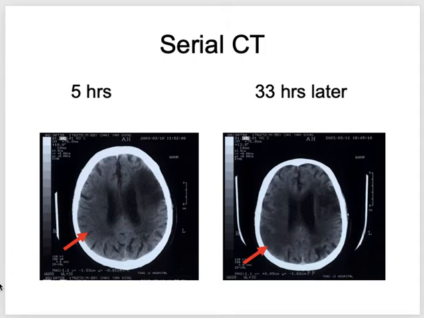So we can see this hypodense area. We can see there is a loss of gray-white differentiation over here. Here you can see the differentiation between the gray and white matter. Okay, so yes, this is important.